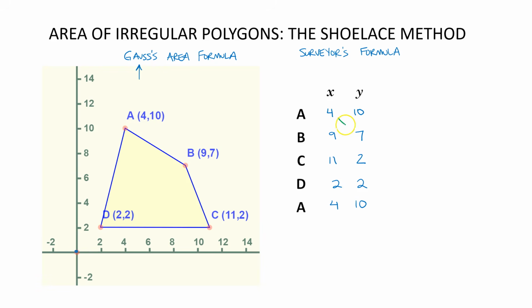So 4 times 7 is 28, 9 times 2 is 18, 11 times 2 is 22, 2 times 10 is 20, and then we're going to cross multiply the other way to make our little shoelace design. 9 times 10 is 90, 11 times 7 is 77, 2 times 2 is 4, 4 times 2 is 8. So you can see our little shoelace showing up here.